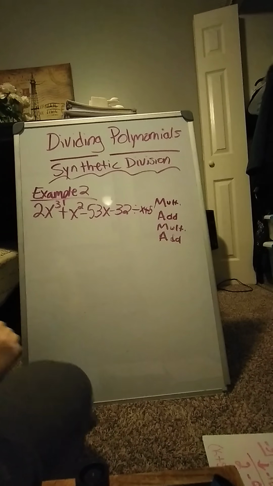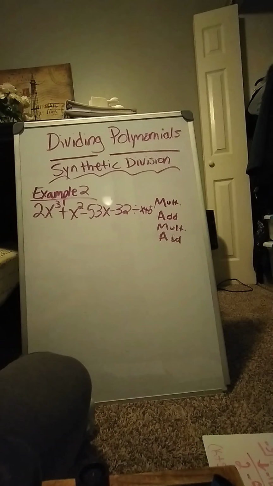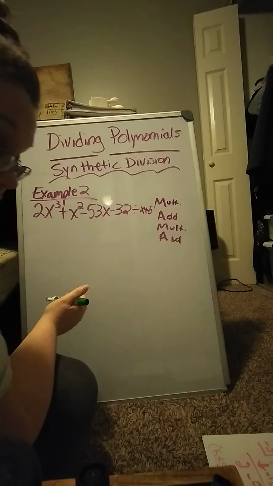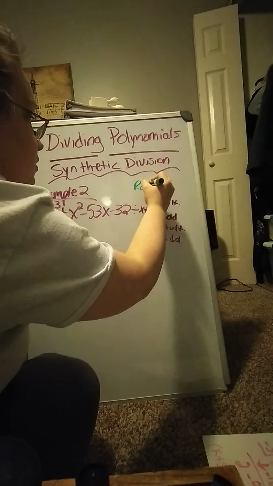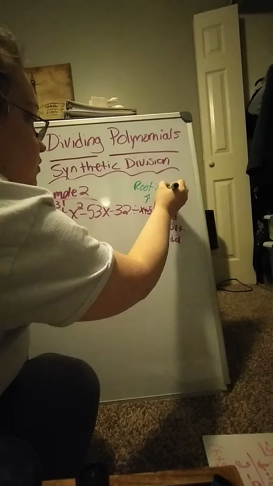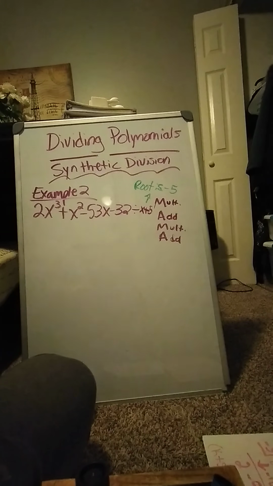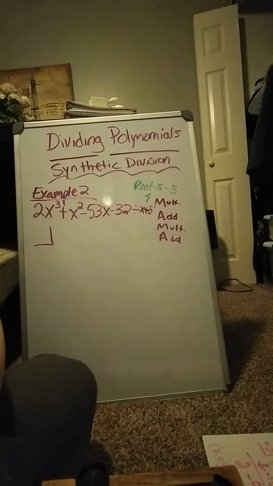So, first thing, my root, or my 0, is going to be the opposite of this guy. So it's -5. So that's what's going to go in my little corner box. Right? We put our -5 in there.